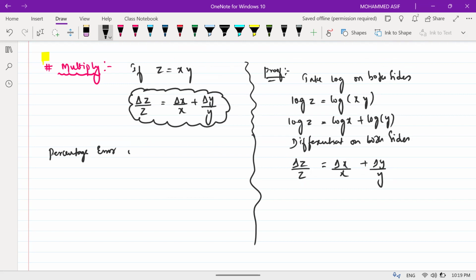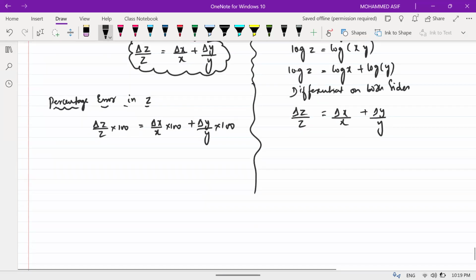Percentage error in Z. Anyone? Just multiply with your 100. Delta Z by Z into 100 is equal to delta X by X into 100 plus delta Y by Y into 100. That will give me the answer. Am I clear?